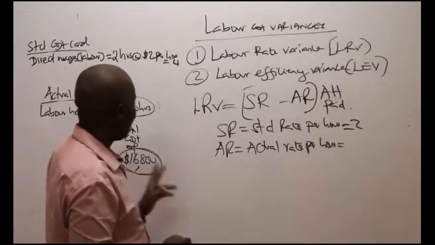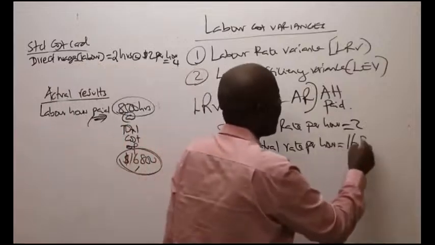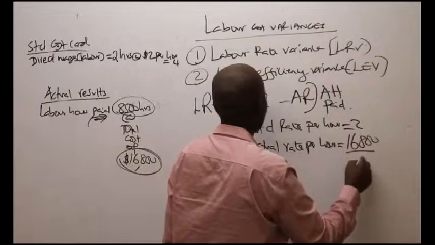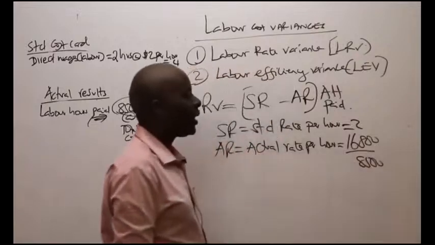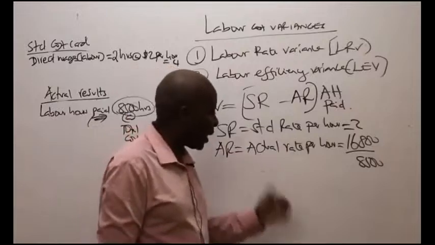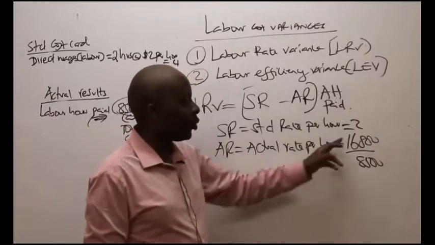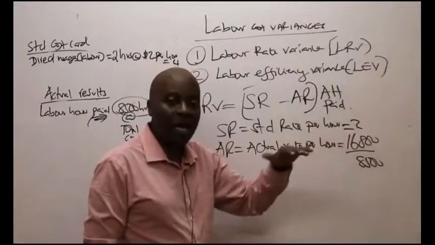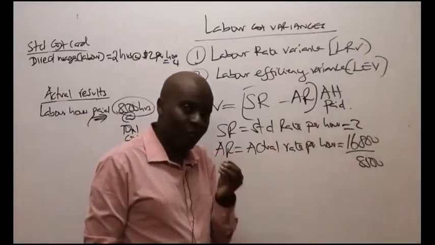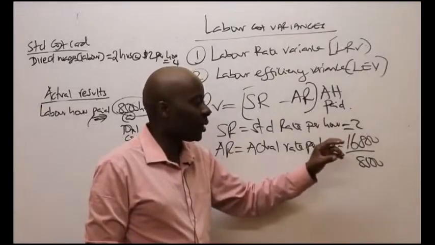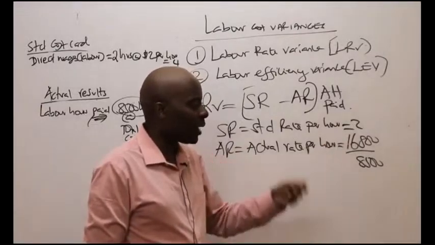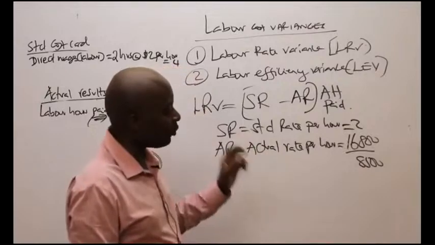So the actual rate per hour will be 16,800 divided by 8,500. The worst mistake I can make in terms of variances, ladies and gentlemen, is to divide this and then round it off, unless this figure gives me a beautiful decimal point. I know that this 16,800 is for this number of hours, but I want the rate per hour. That's why I have to divide like that.